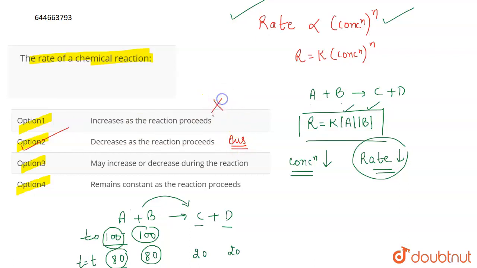It does not increase. It may increase or decrease? No, it decreases during the reaction because the reactant is going to convert into product. We are not talking about equilibrium reactions. Now it says that it remains constant as the reaction proceeds. No, the rate constant remains constant, not the rate. So the correct answer is option 2. That's all for the question.